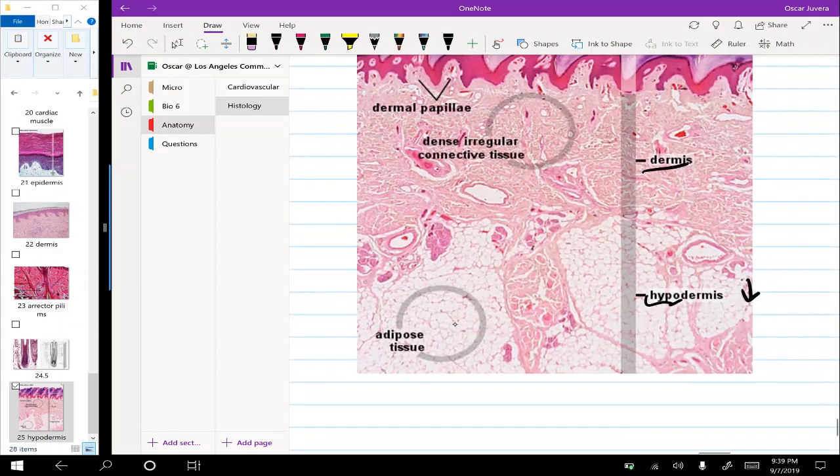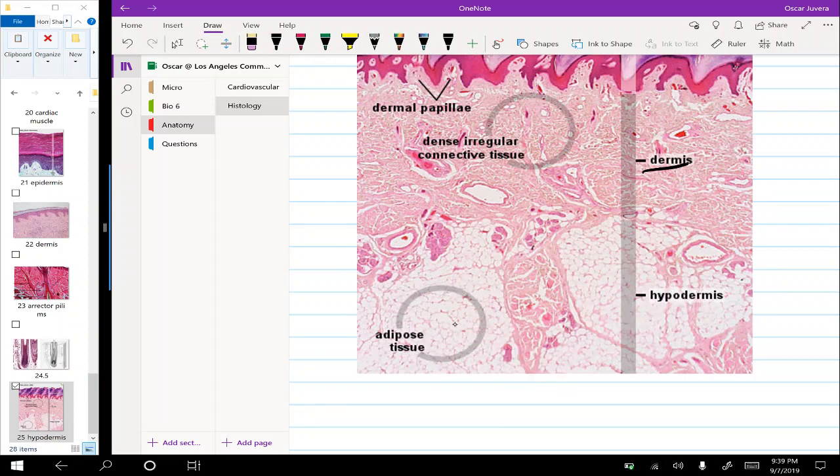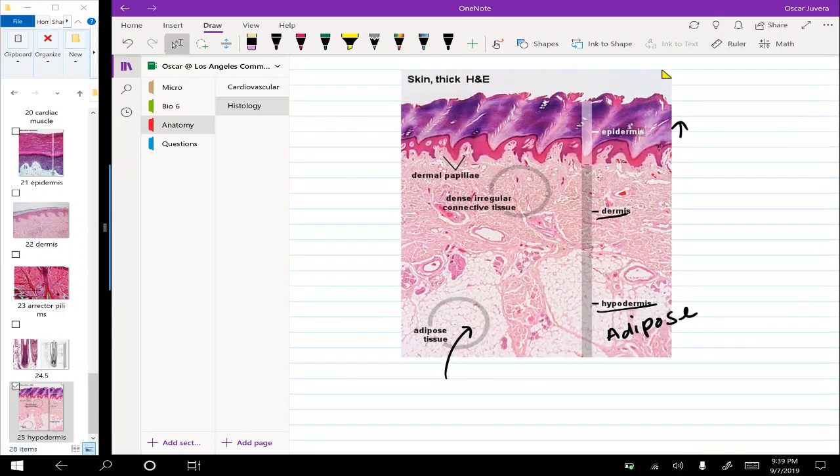Why is the hypodermis important? Because all of this, that's adipose tissue. All of this, all of that, that's adipose tissue. So if your professor asks you what type of tissue is found at the hypodermis, you say Oscar told me it is adipose tissue. Good. And that's it.